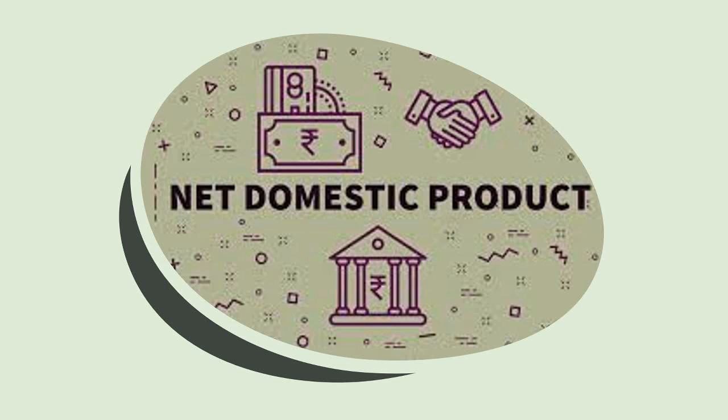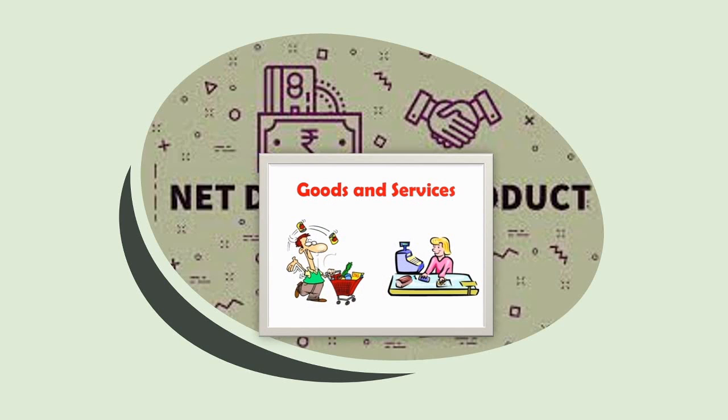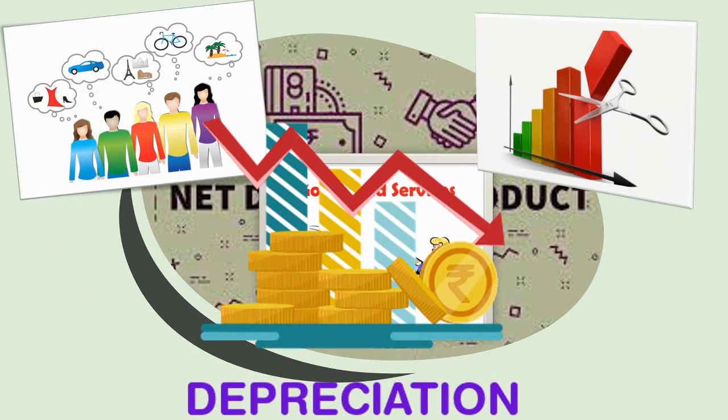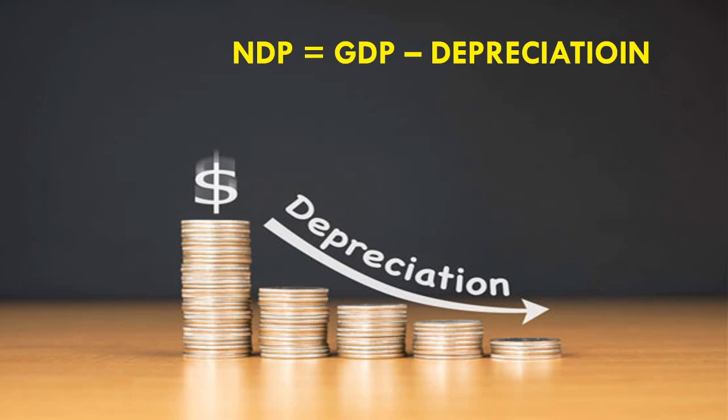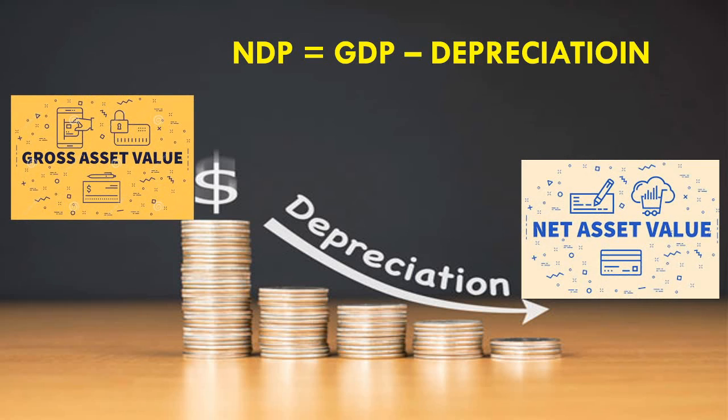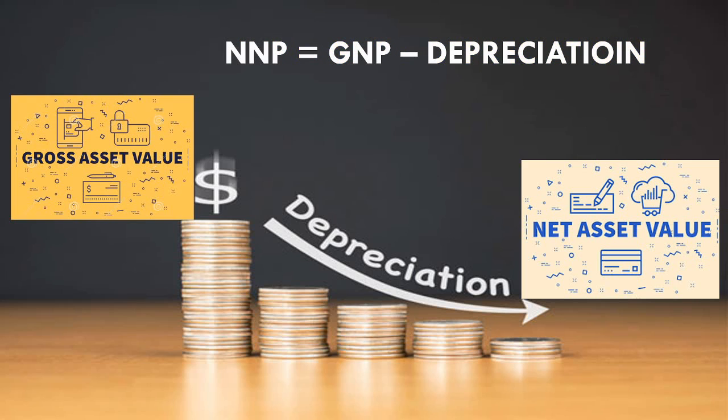The third element, net domestic product, usually called NDP, is a measure of national income which calculates the value of goods and services involving the consumption and the reduction of the assets referred to as depreciation. Whenever we calculate net value from gross value, we subtract depreciation. Therefore, net domestic product is calculated by subtracting depreciation from the gross domestic product. Similarly, net national product can be calculated by subtracting depreciation from GNP.